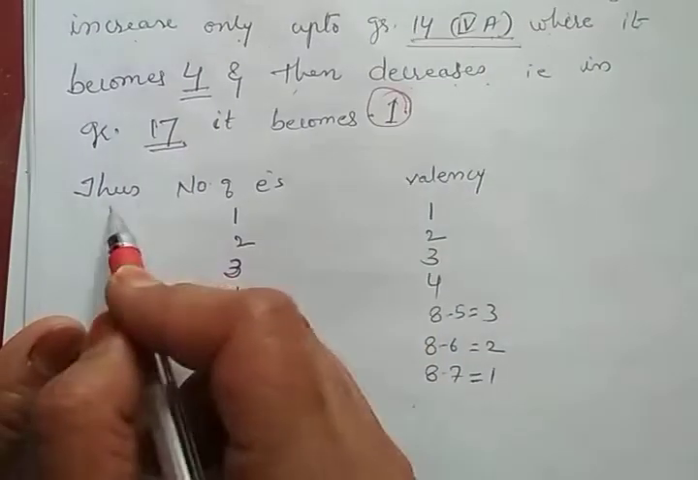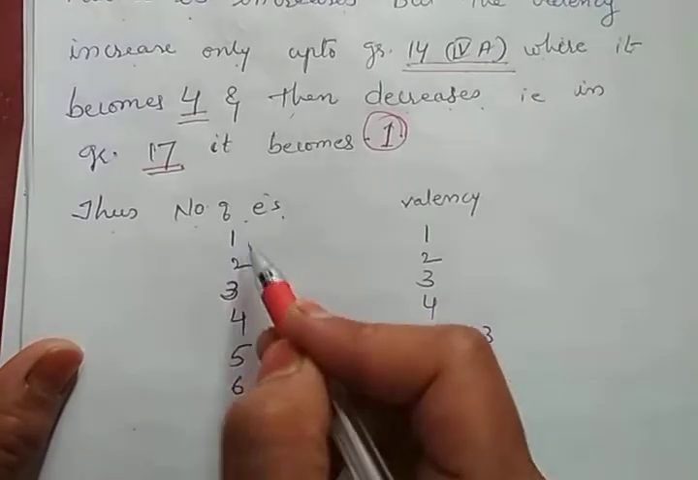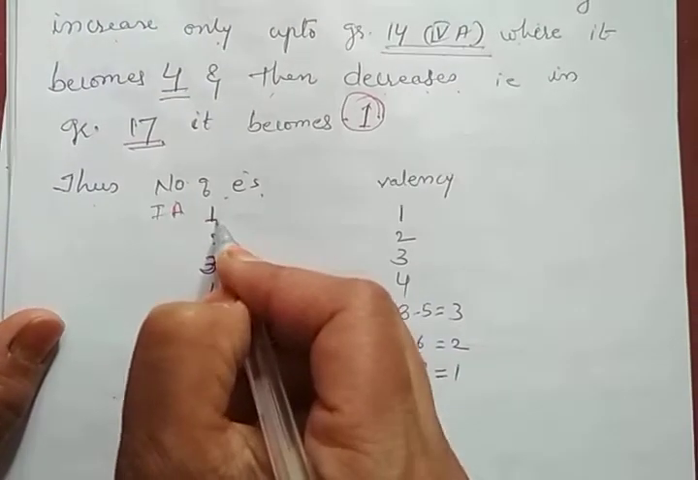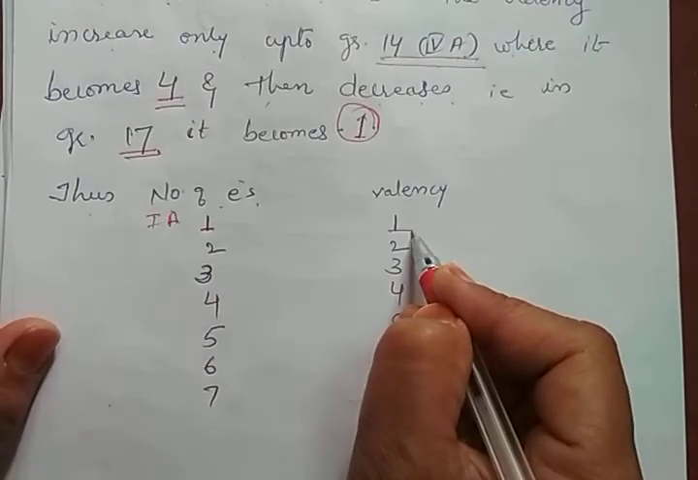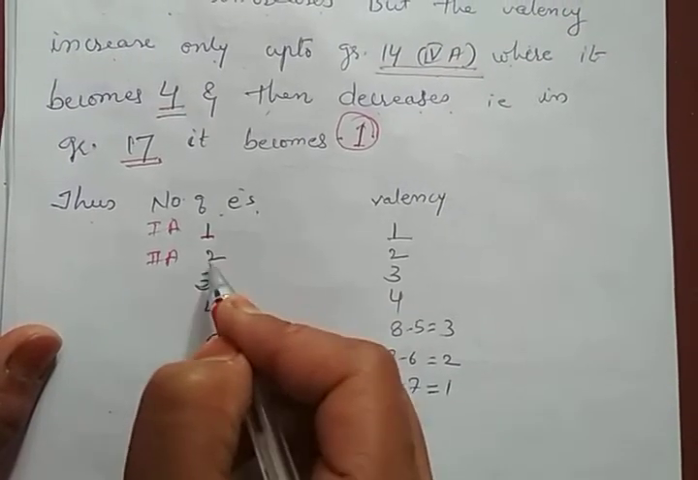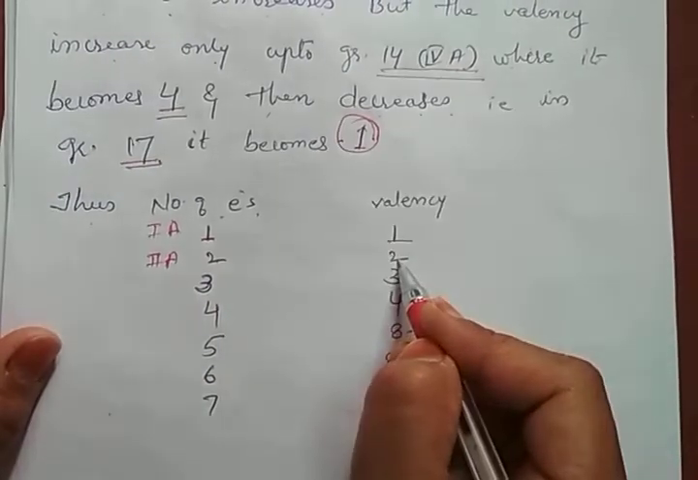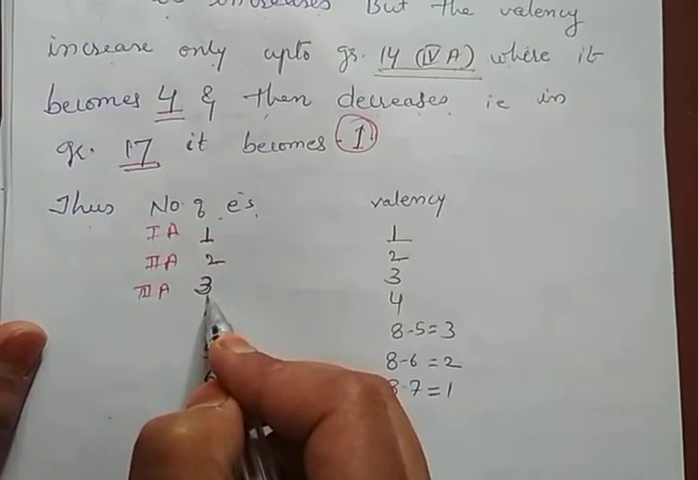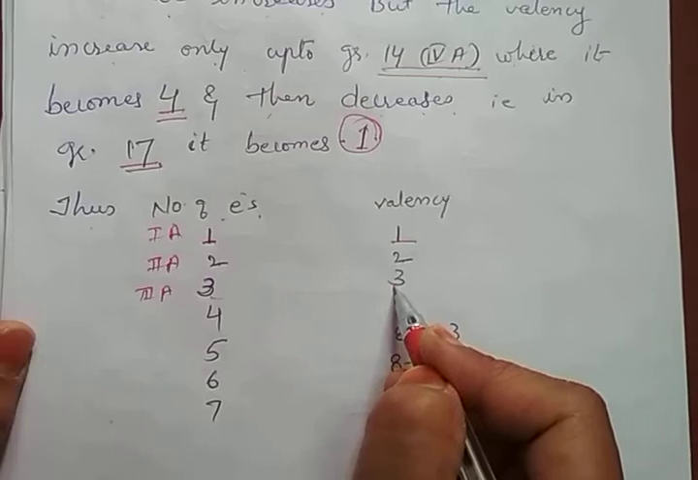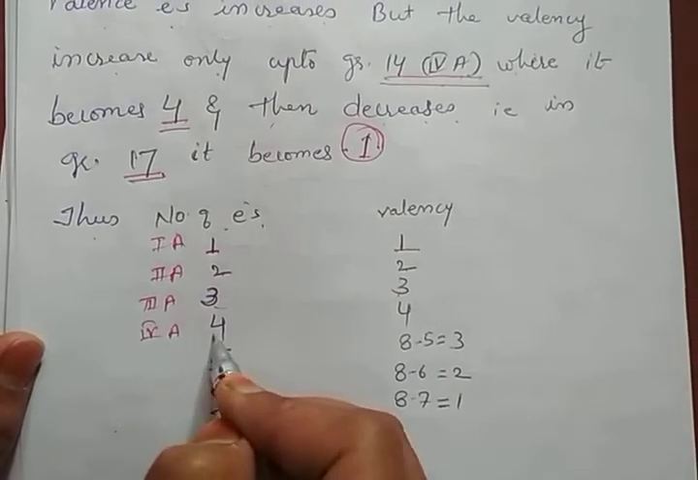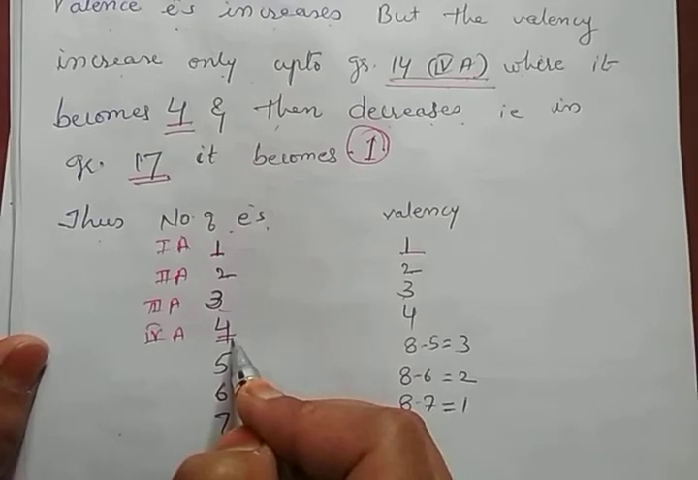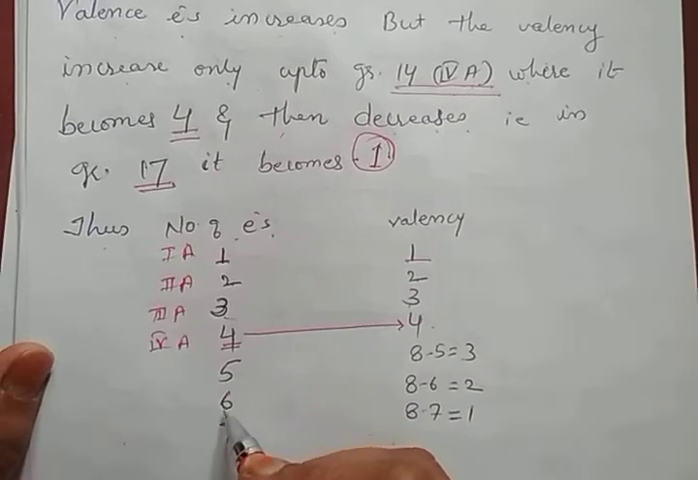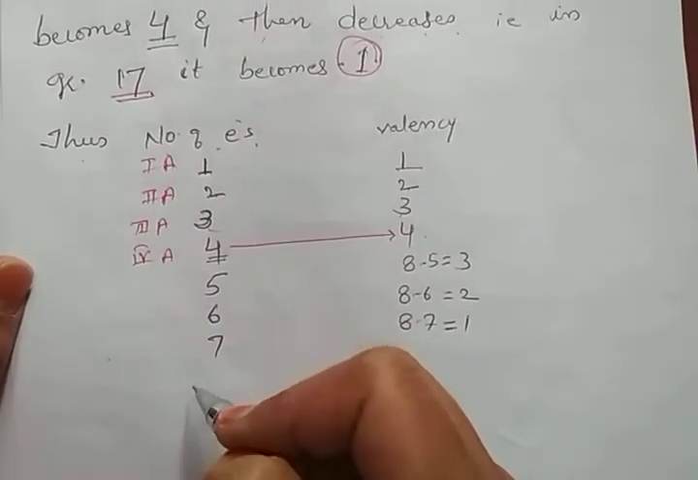Like we can consider the number of electrons when we move through the first group, second group, and so on. First A group elements have 1 electron in their shell, so they have valency 1. Second A group elements have 2 electrons in the last shell, so their valency is 2. The third A group elements have 3 electrons, so their valency is also 3. Fourth A group elements have 4 valence electrons in their last shell, so their valency is 4. But onwards, as the number of valence electrons increases, the valency decreases.